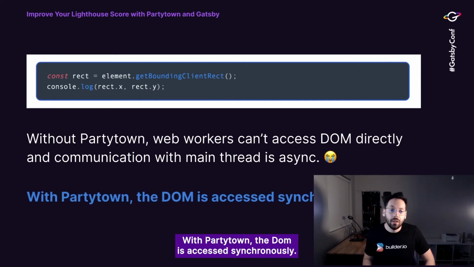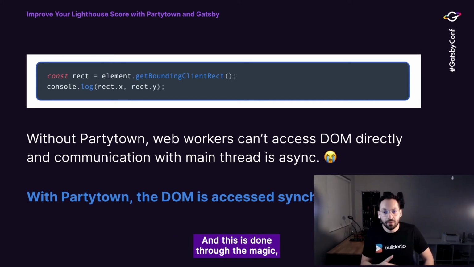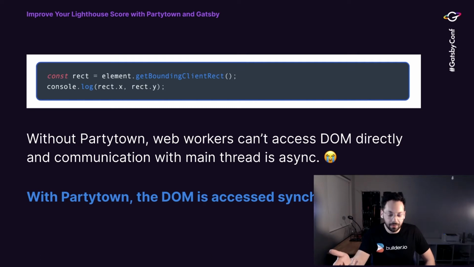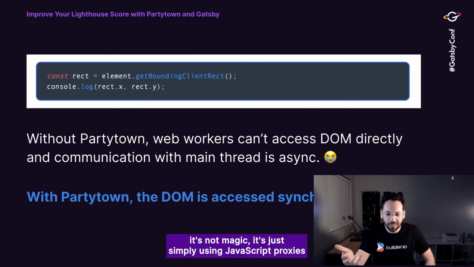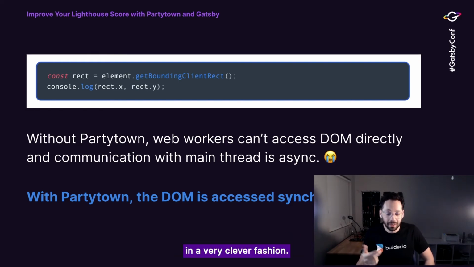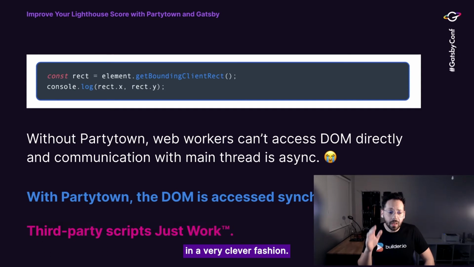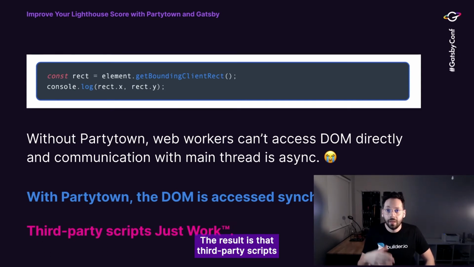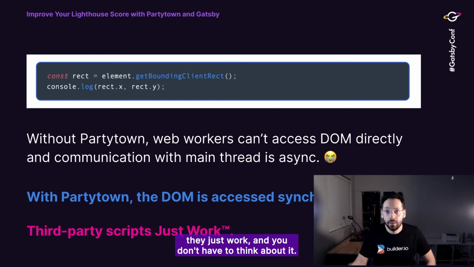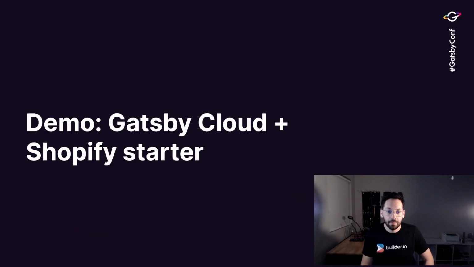With Partytown, the DOM is accessed synchronously. And this is done through the magic of, it's just simply using JavaScript proxies and service workers and synchronous XHR requests in a very clever fashion. The result is that third-party scripts that rely on this kind of synchronous execution just work, and you don't have to think about it. So let's dive really quick into a demo of what this looks like.